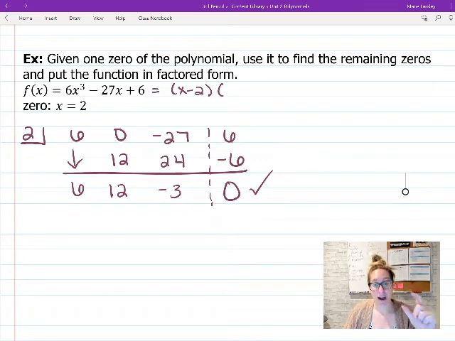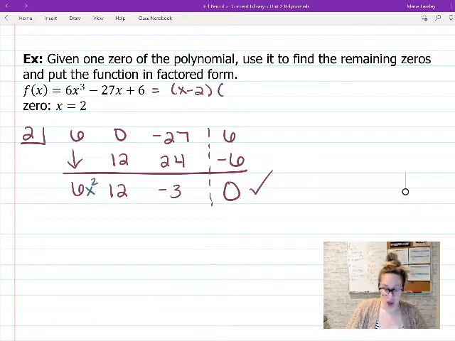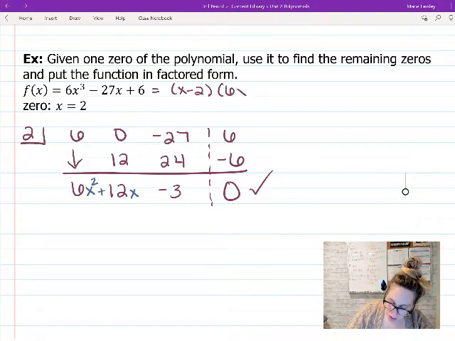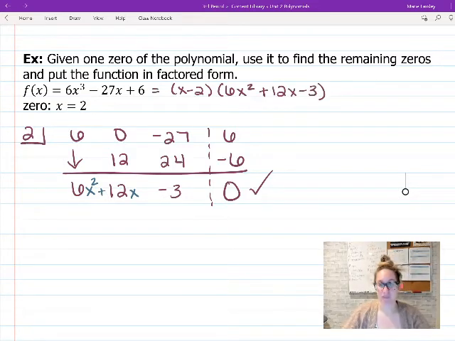Now remember, I started with an x cubed. So when I put my variables back in, I do one exponent less. So this 6x is going to be squared. The 12 is going to be x to the first. And the minus 3 is my constant. And this is a positive number, so I'm going to put a plus there. All right, so now I can go ahead and put this into the factor. So 6x squared plus 12x minus 3.